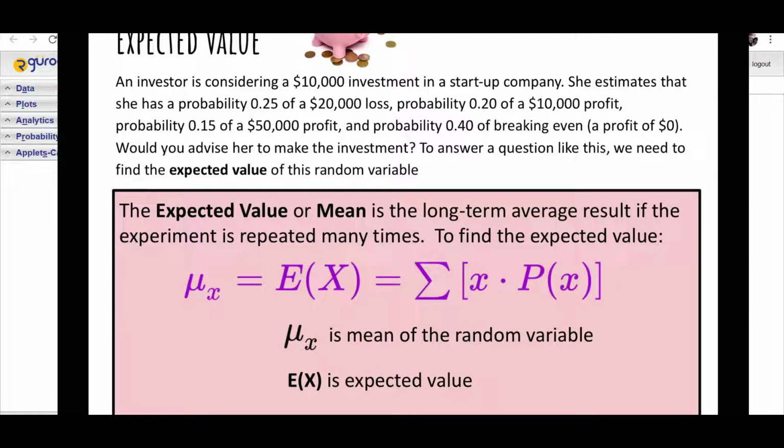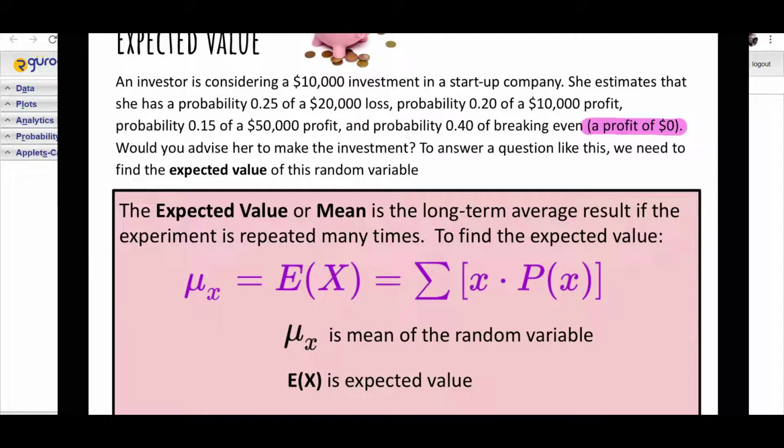So if an investor is considering a $10,000 investment in a startup company, she estimates that she has a probability of 0.25 of a $20,000 loss, a probability of 0.20 of a $10,000 profit, and probability of 0.15 of a $50,000 profit, and a probability of 0.40 of breaking even. Breaking even, you guys, is a profit of nothing. So you don't lose money, but you don't gain money. So would you advise her to make the investment?